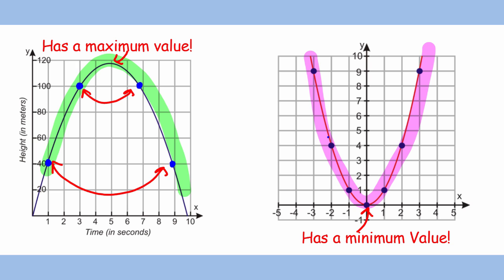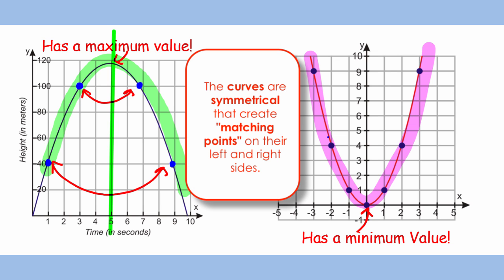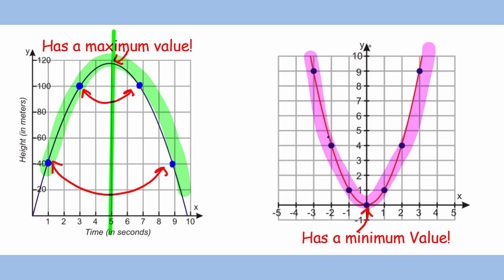And if you draw a line down this picture, both the left side and the right side will be symmetrical to each other through the maximum value. And the same thing happens on the curve up picture, where if you cut the picture through the minimum, there will be points matching each other, which are the highlighted points right here.